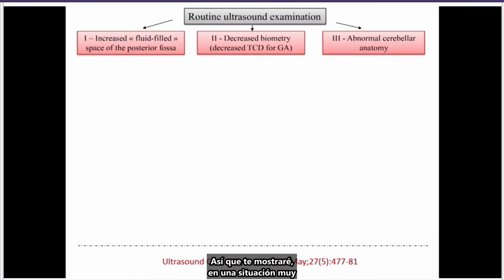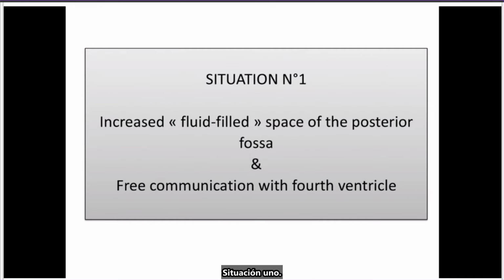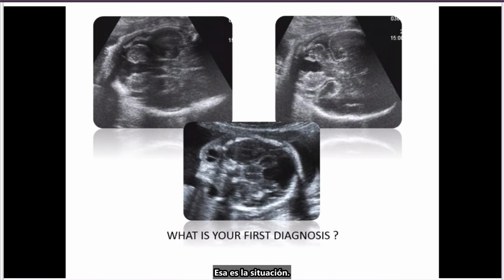So I will show you in a very practical situation how this algorithm can be of help. Situation 1, you see an increased fluid space of the posterior fossa with a free communication with the fourth ventricle. This is this kind of situation. And I will ask you, what is your first diagnosis?